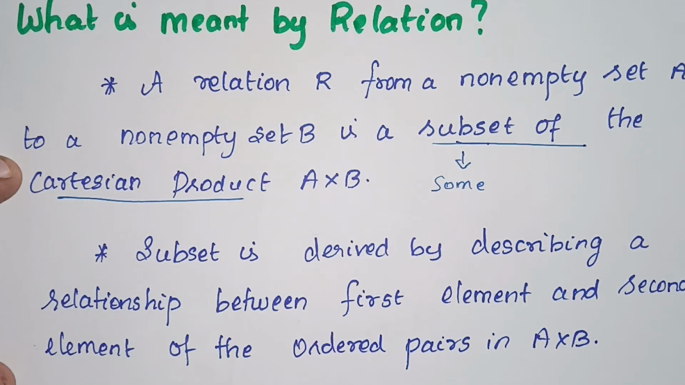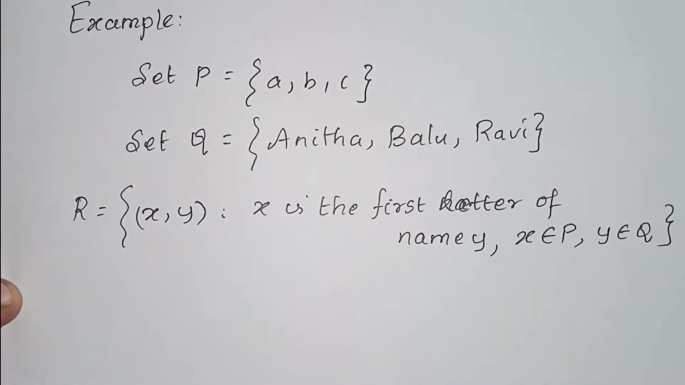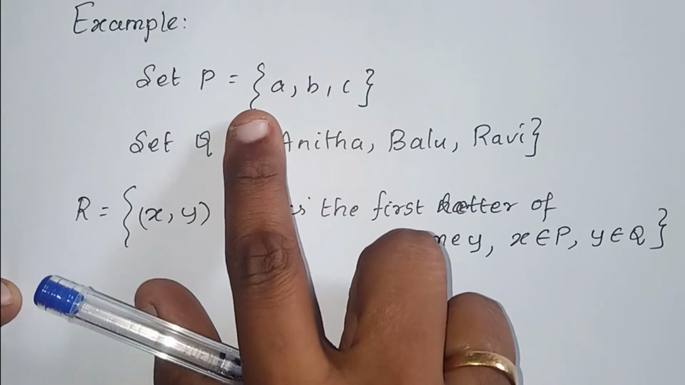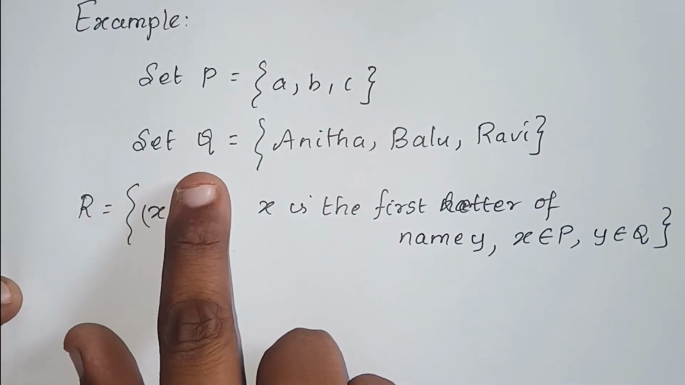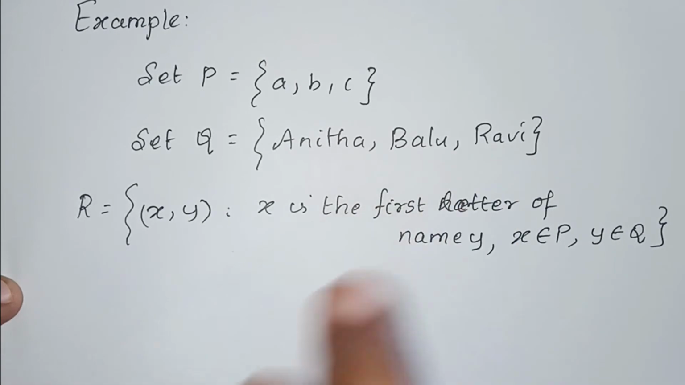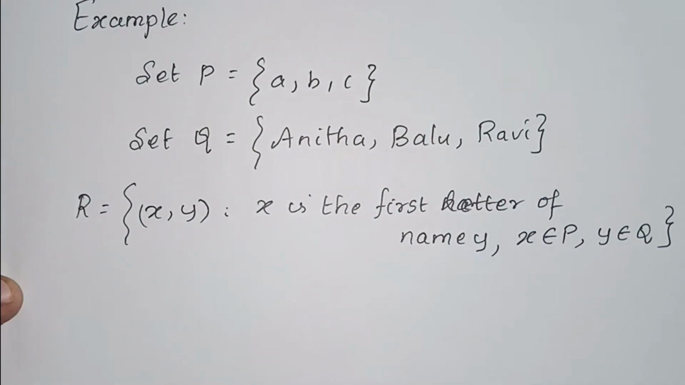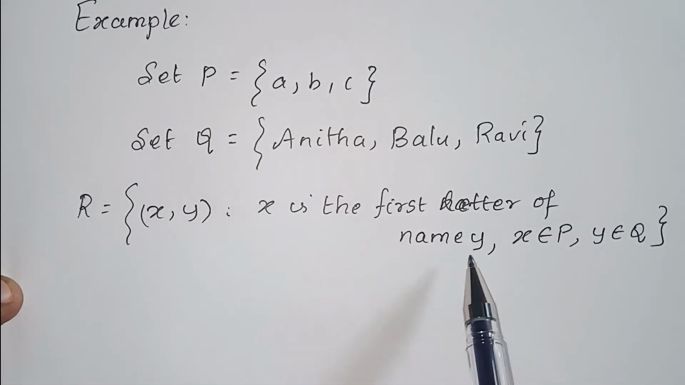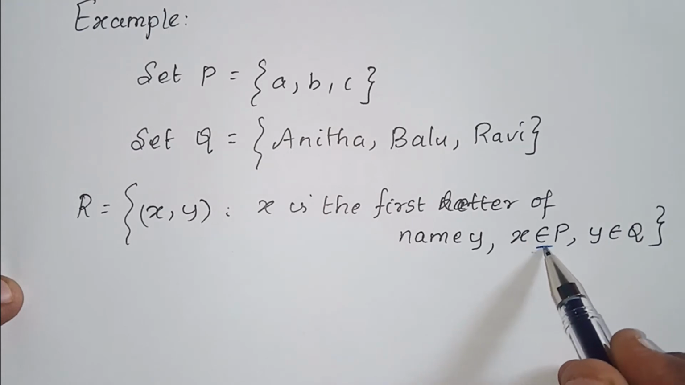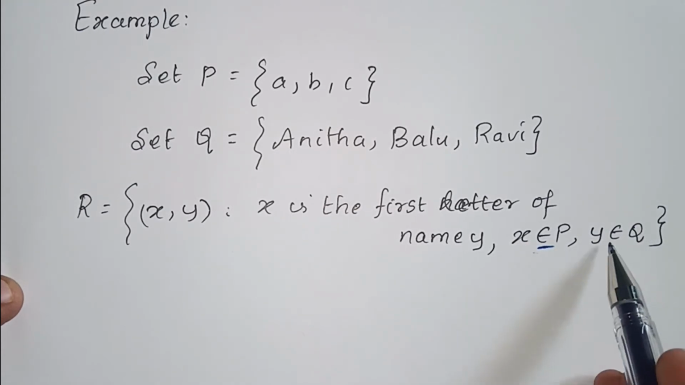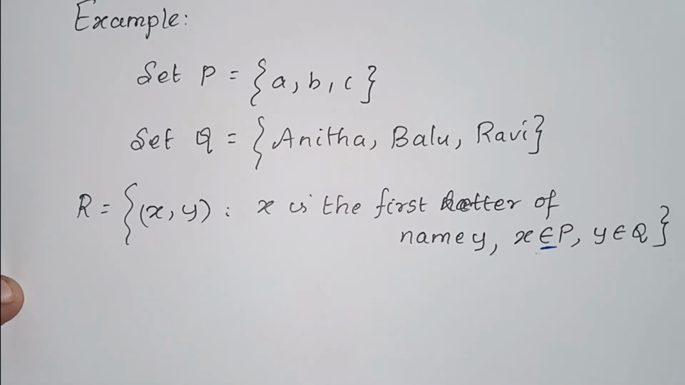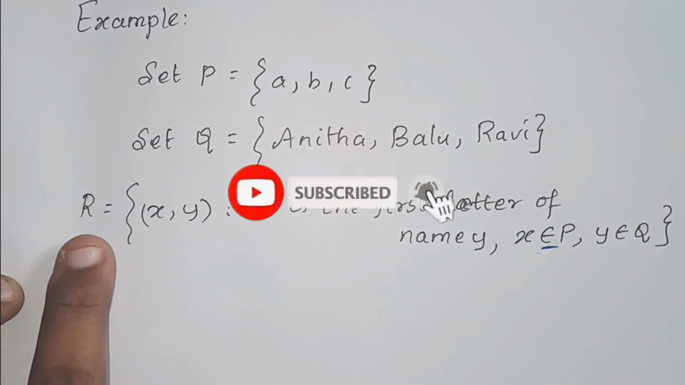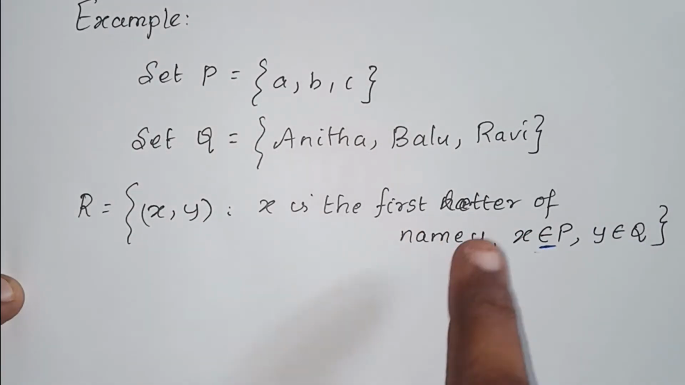We can understand this relation with an example. In this example, I took two sets. The first set P contains A, B and C. Set Q contains three names, Anita, Balu and Ravi. The relation is described by x and y: x is the first letter of name y. This symbol denotes belongs to. x belongs to P and y belongs to Q, so x and y are just the elements in P and Q. That is clear. So the relation given is: x is the first letter of name y.